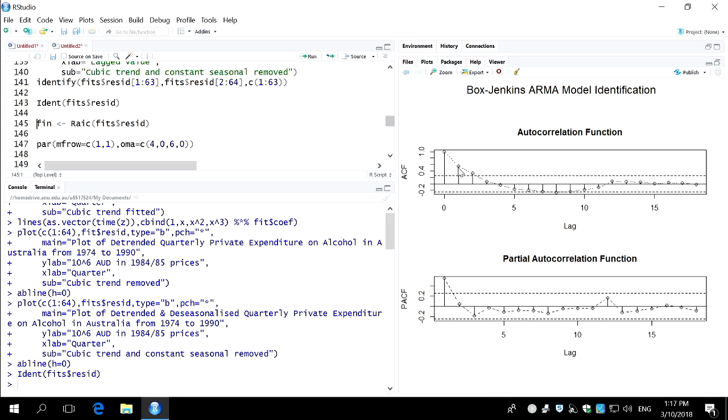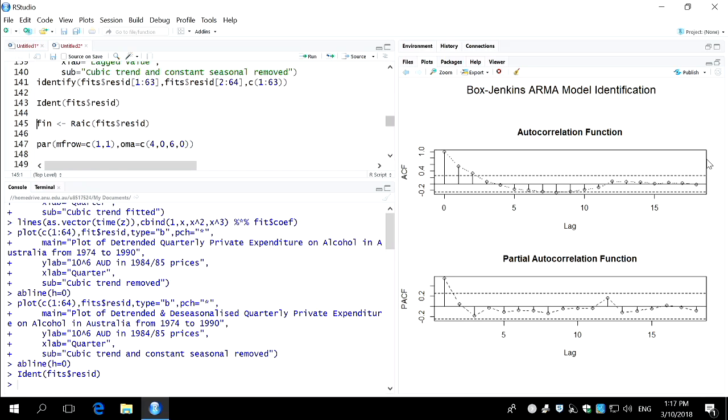The next spike represents the correlation between xt and xt minus 1, just one lag. Then this is the correlation between xt and xt minus 2, 3, 4, 5, 6, 7, 8, 9. You get it, right? It goes all the way out to 20.